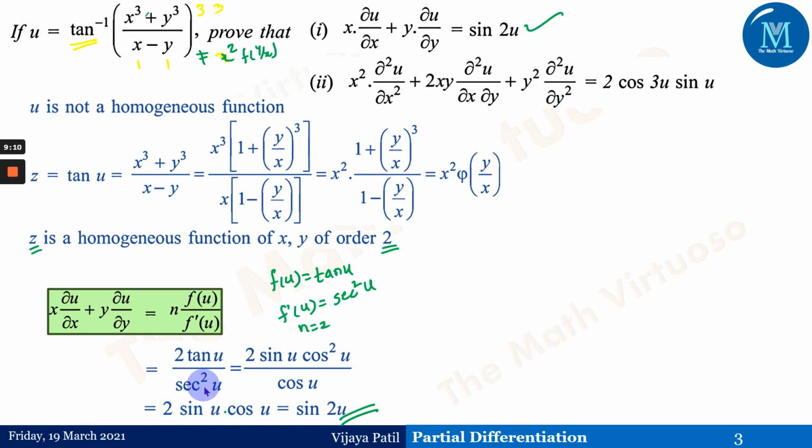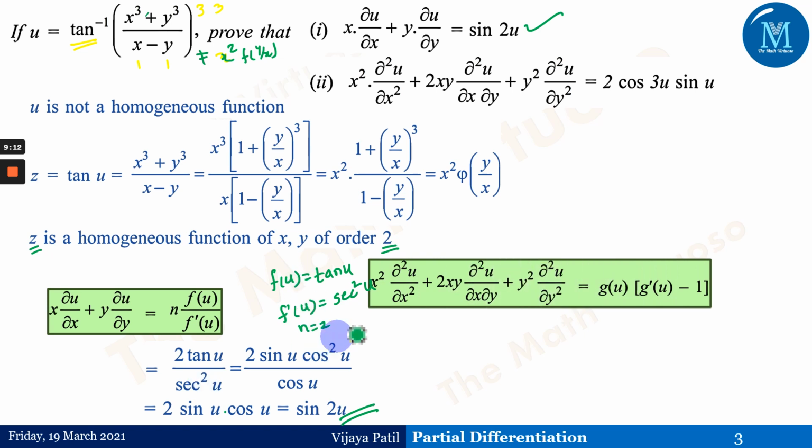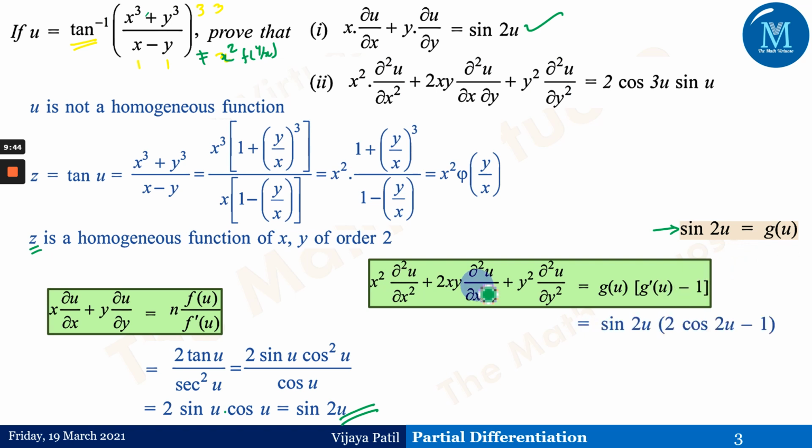It's proved. Now to get the second, let me erase this so you will be able to see it. x square dou square u upon dou x square plus 2xy dou square u upon dou x dou y plus y square dou square u upon dou y square is equal to g of u into (g dash of u minus 1). This is what we have seen in the last slide. But here we have sine of 2u equal to g of u, and therefore we have to just put those values here.